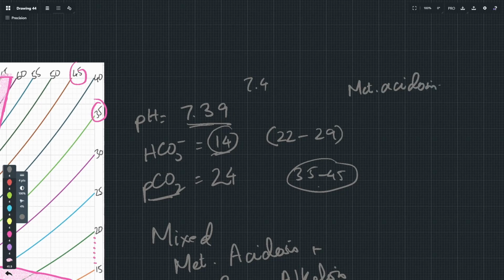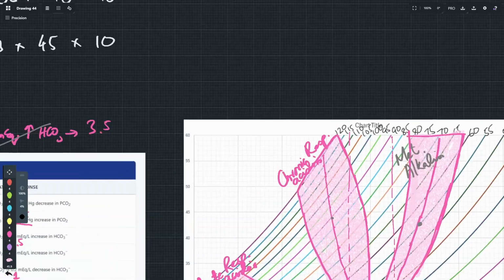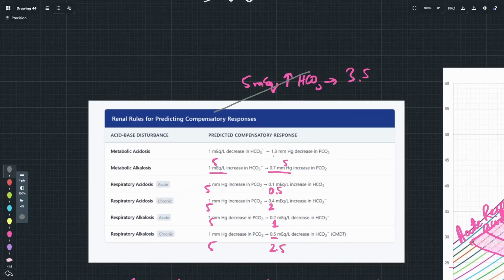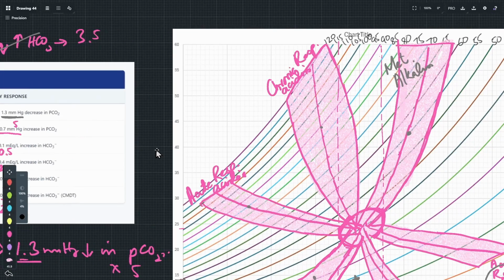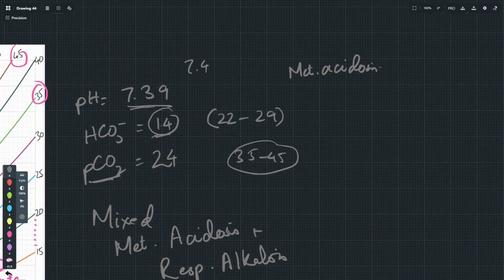But is it truly metabolic acidosis? For that we will have to see the degree of compensation. For metabolic acidosis, there would be a 1.3 mmHg decrease in PCO2. So how much decrease in PCO2 is here? HCO3 normal level is 24, so we have 14. It means we have a 10 unit drop in HCO3 levels.